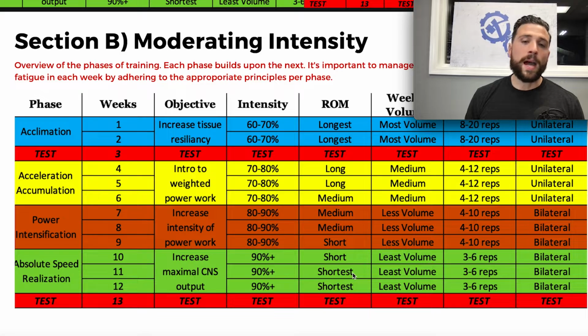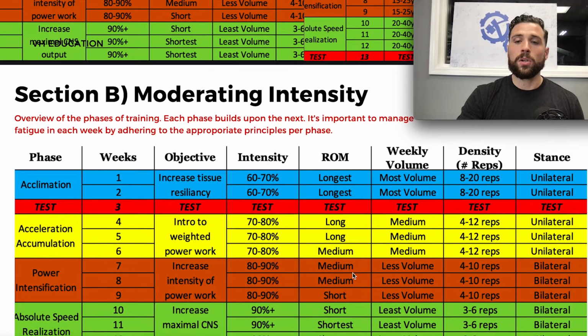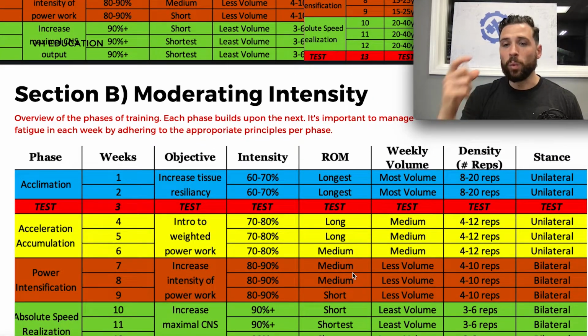Now intensity improves because our distances are now increased. Our ranges of motion are a little bit longer, but they get a little bit shorter as our distances improve. Weekly volume is moderate and medium. Our density is between 4 to 12 reps per session. So depending on the sprint, I would never perform 10 to 12 weighted sprints in a particular session.